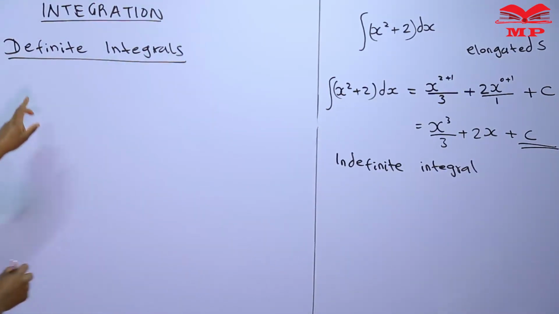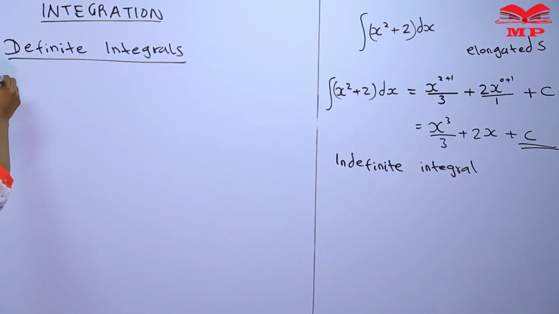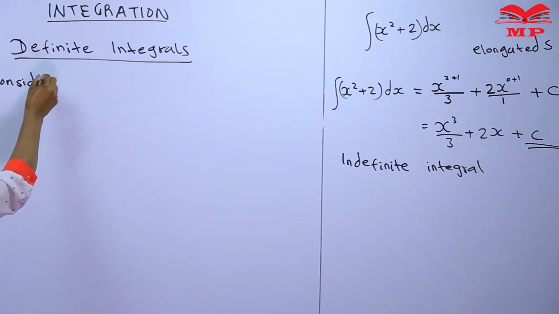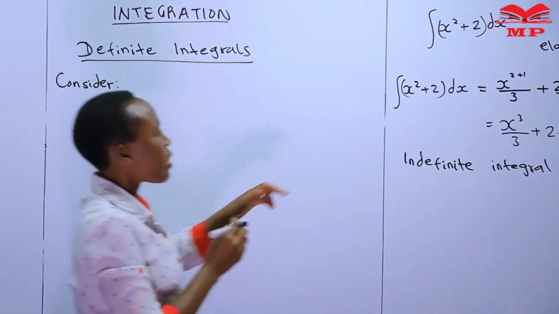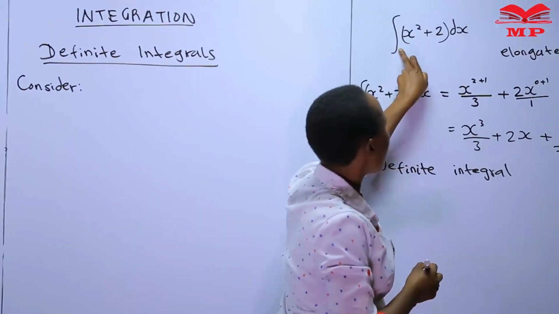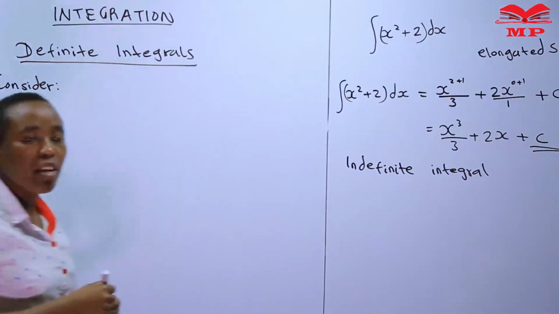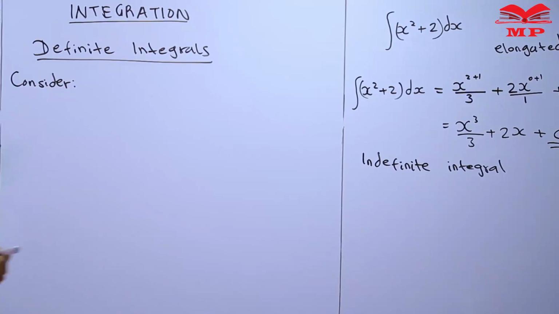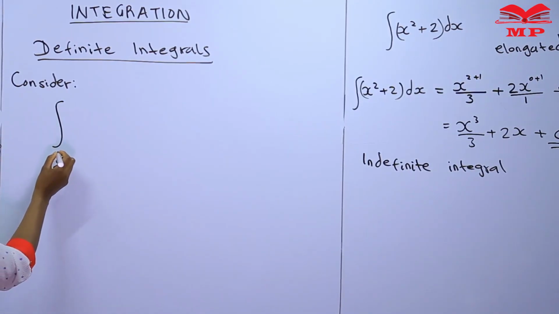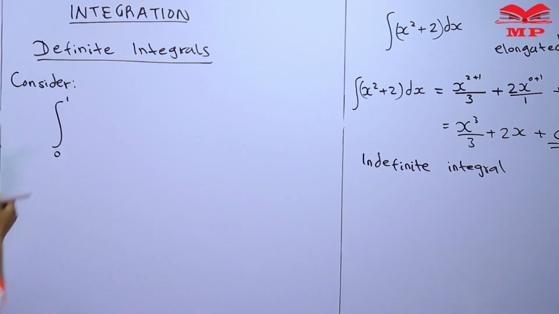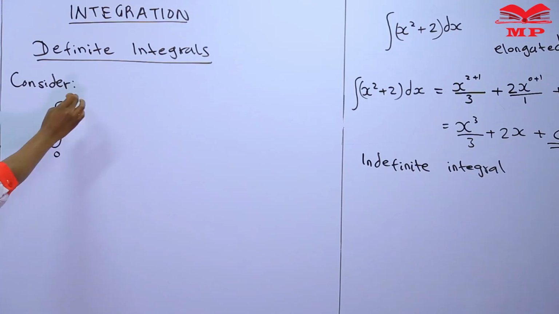In our lesson today, we are going to look at the definite integral. I would like you to consider this so that you know what we mean by a definite integral. If we have the same function, x squared plus 2, we can have, maybe here 0, and here 1. These ones we call the limits, 0 to 1.